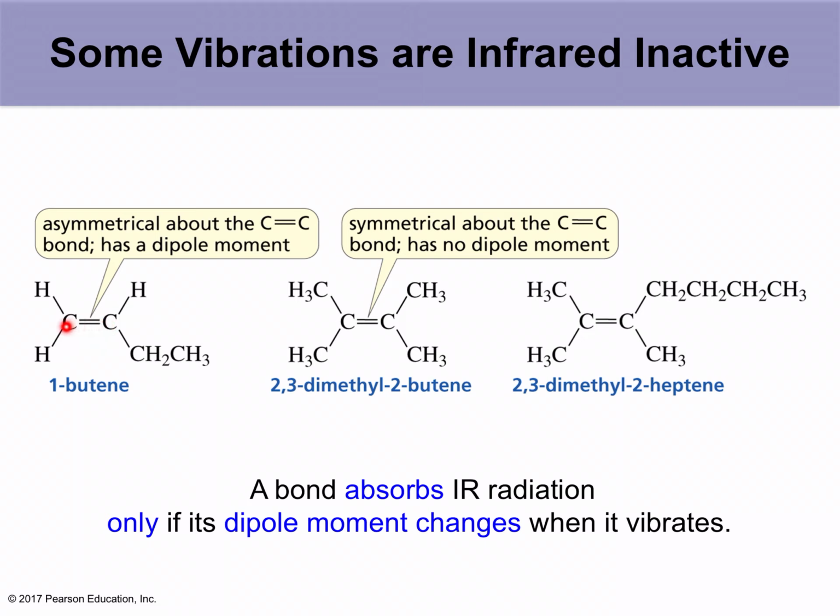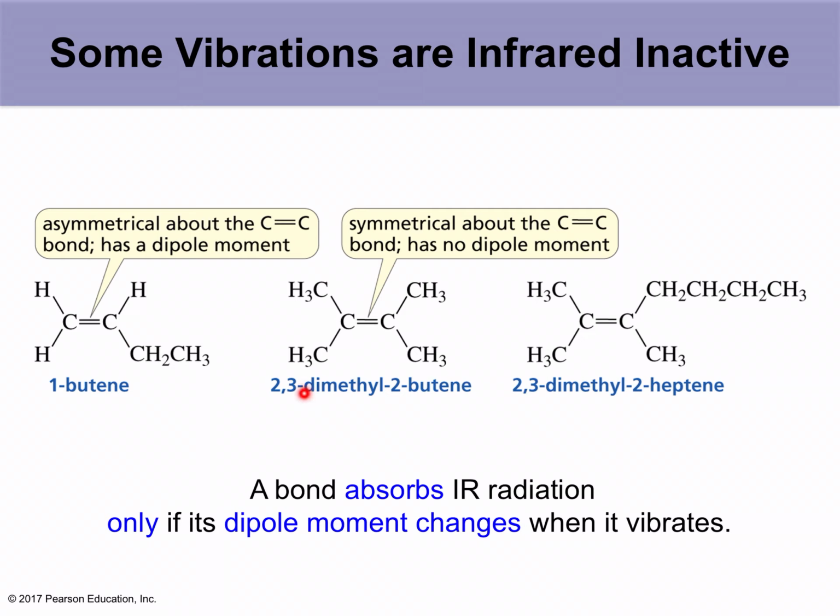Now let's look at 1-butene. So we are looking at this carbon-carbon vibration, stretching, okay? So is this carbon-carbon alkene symmetrical? No, it's not symmetrical, right? Because this carbon has an ethyl and hydrogen, this carbon has hydrogen and hydrogen. So there is a difference in bond polarity in this bond. It is asymmetrical about the carbon-carbon bond, and it has a dipole moment as a result.